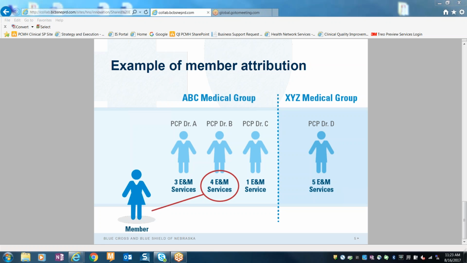For purposes, how are OB codes treated versus E&M codes? I'm sorry, was somebody talking? It was hard to hear there.